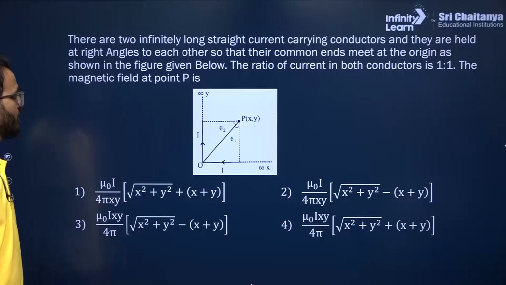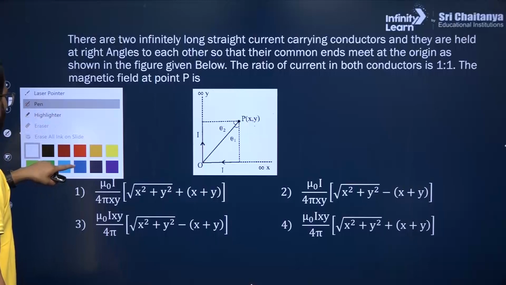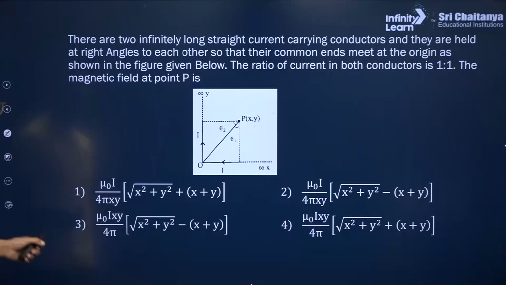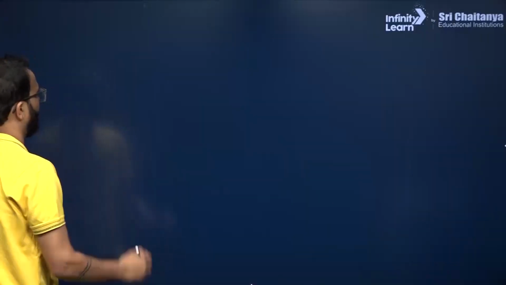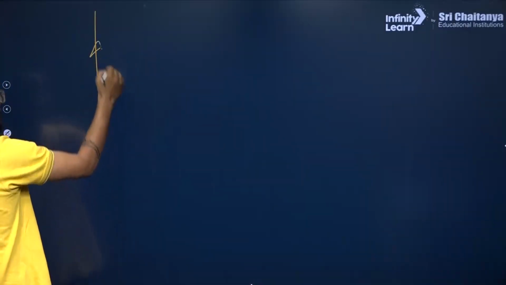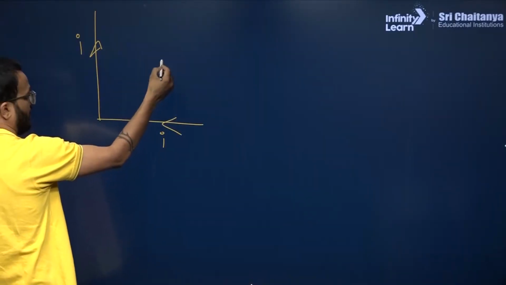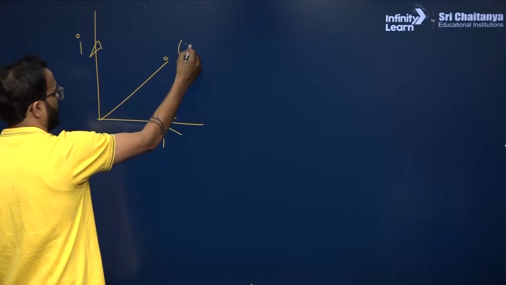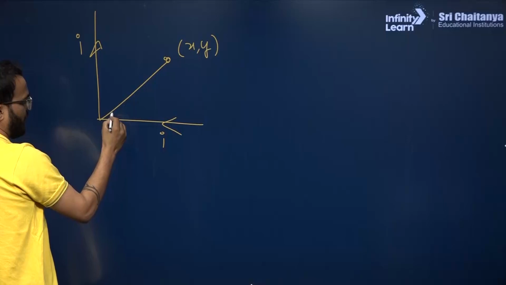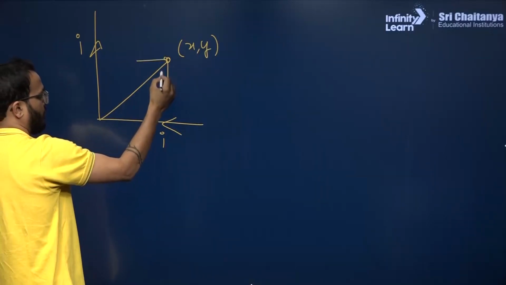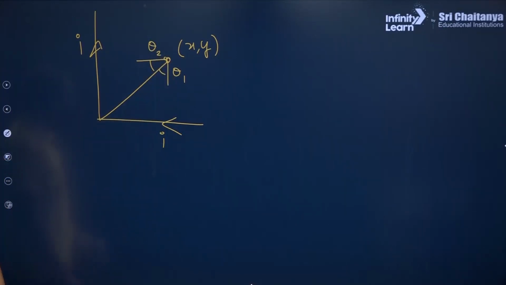Now this is a good one. The ratio of the current in both the conductors is, so what is the formula of the current? I guess I need some extra space here, yeah, it's not possible. So what they have given in the question is, this is a current carrying wire with current I, and this is a point, so obviously this is x comma y. This angle is theta 1, this angle is theta 2, right?